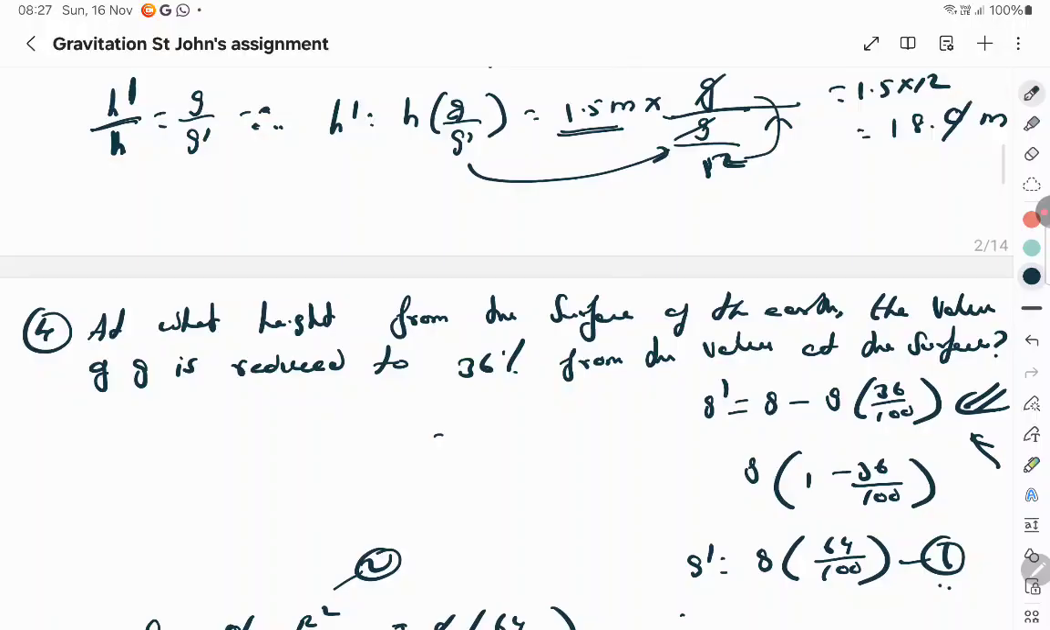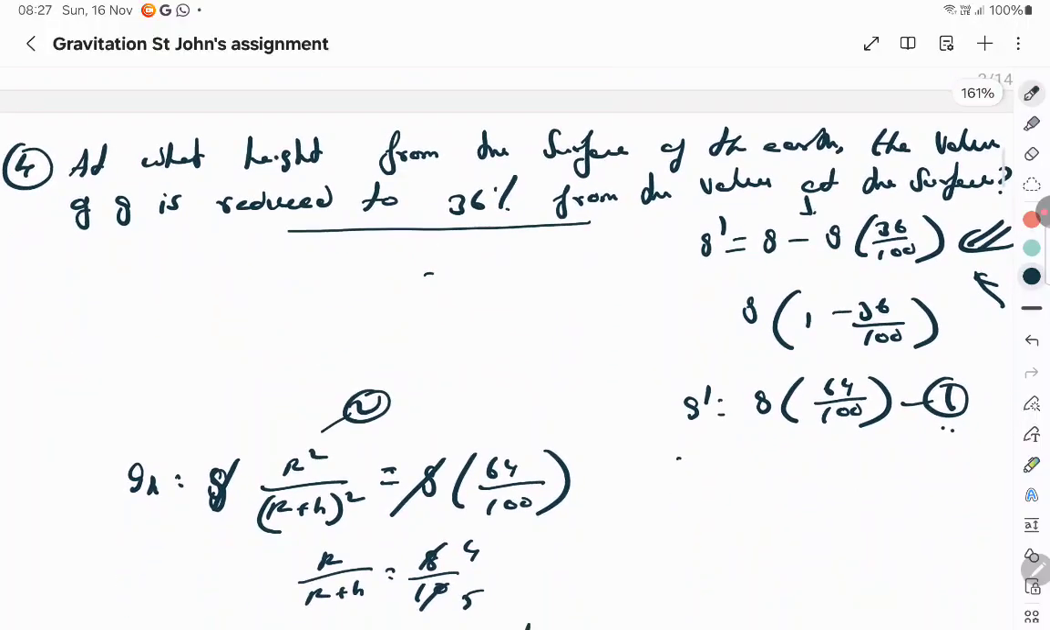At what height from the surface of the earth is the value of g reduced to 36%? The moment the value of g is reduced to 36%, g dash is equal to g minus g into 36 by 100. So just calculate this. The new gravity you got, what value of height from the surface?